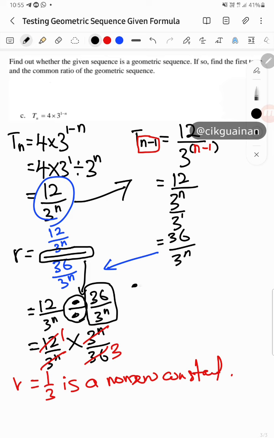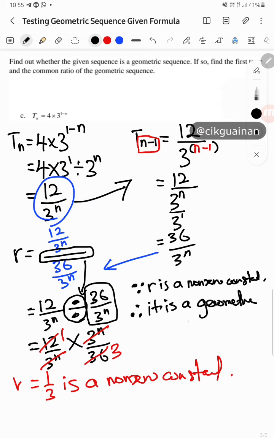I do it over here. Since R is a non-zero constant, therefore it is a geometric sequence. When it is a geometric sequence, we can find the first term and the common ratio. No need for the common ratio, we got it already over there, just rewrite.